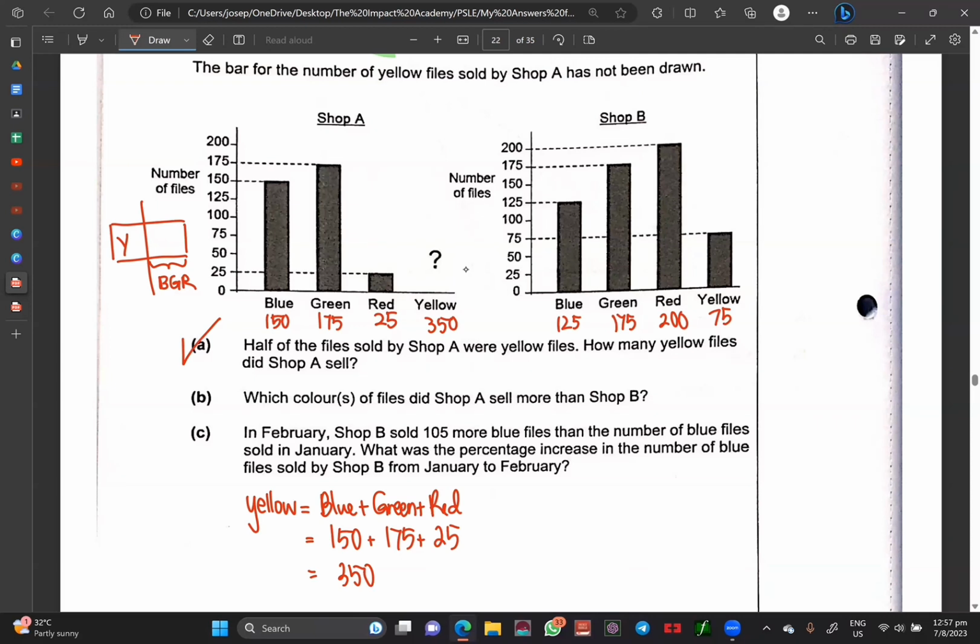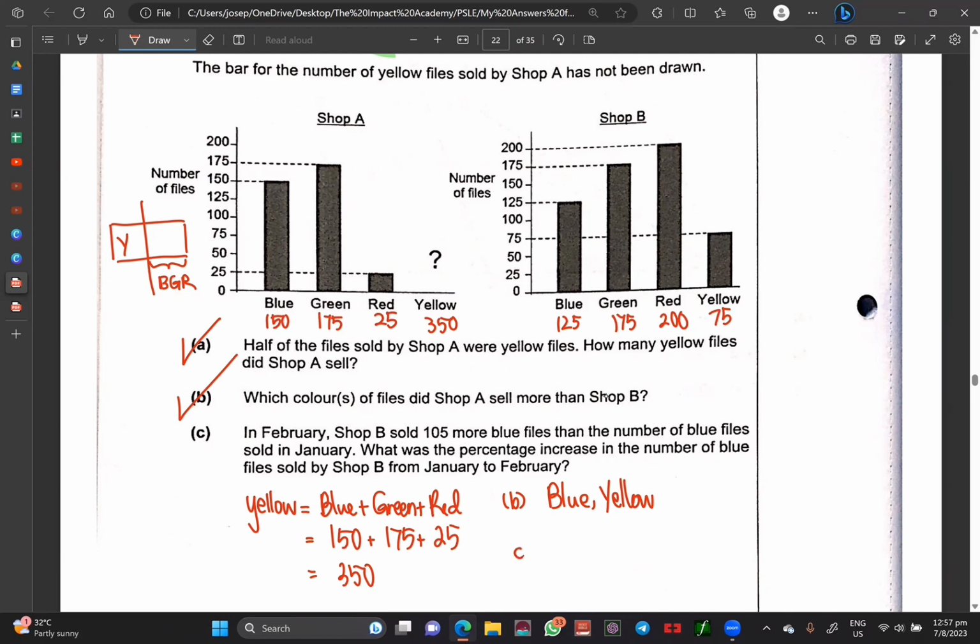Now, then of course we go on to the next part, right? In B it says what color of files did shop A sell more than shop B? So let's talk about, of course, we can see that blue definitely shop A sold more than shop B. All right, so we say blue. What else? Green, they are of the same. Red, shop A sold lesser, and finally we have blue and yellow. All right, so therefore your answer, you can just write blue and yellow. Okay, so that's for B, which I believe most of you should be able to compare, right? Now, so B is done. Okay, so without A, you can't solve B lah.